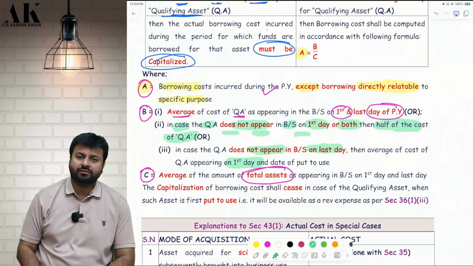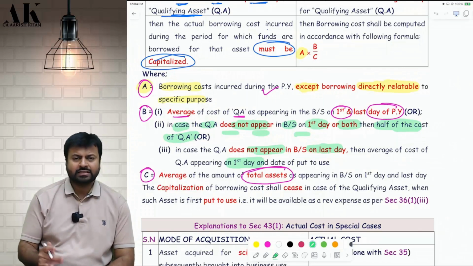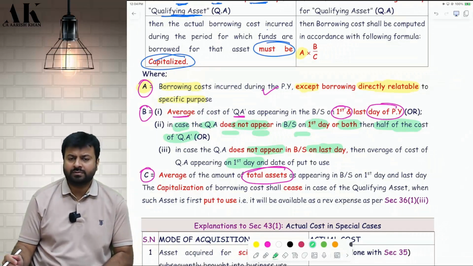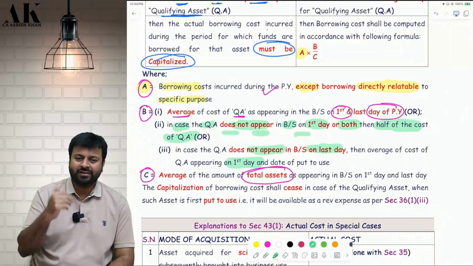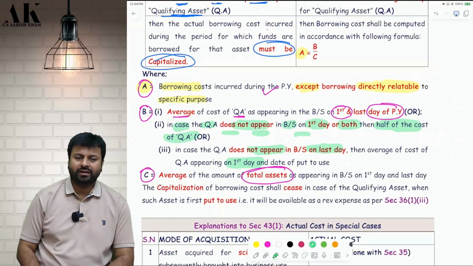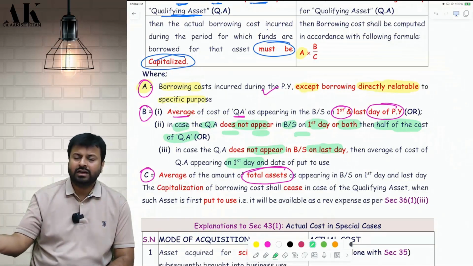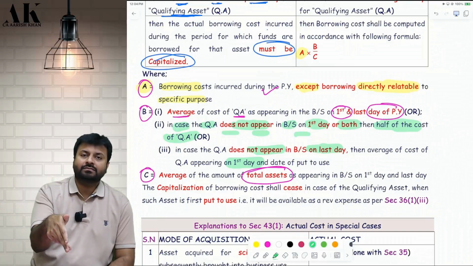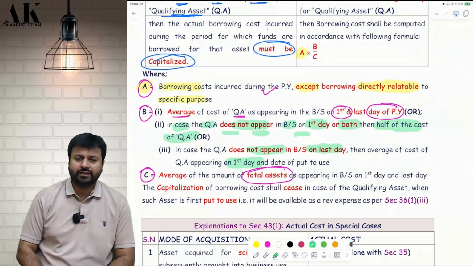Then you have to take the average of these 2 days. So this is how you are going to compute B, and the C is common for everybody. That is the average of total asset on 1st April and 31st March. It's very simple. If the qualifying asset is there on both the dates, take average. If it is there on the first day and not on the last day, take average. If it started in between, that is June, July, August, September, then take half. I hope it is clear.